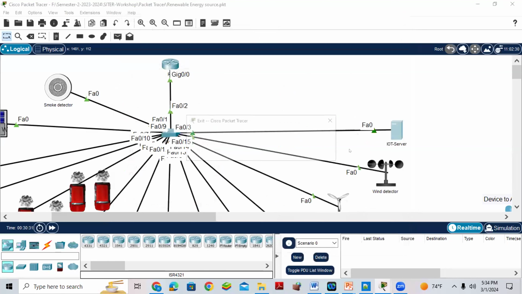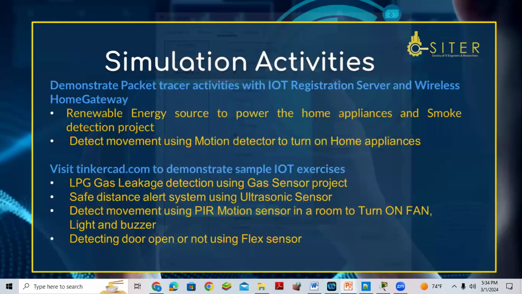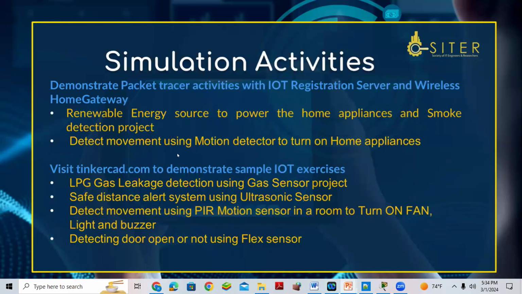Now the second activity is to detect movement using a motion sensor or motion detector to turn on the home appliances. Like energy conservation, right? When someone enters the room, only then the home appliances will be turned on. Like when you go to the washroom of a mall, whenever you go inside, only then the lights will be on. Otherwise, they will be off.